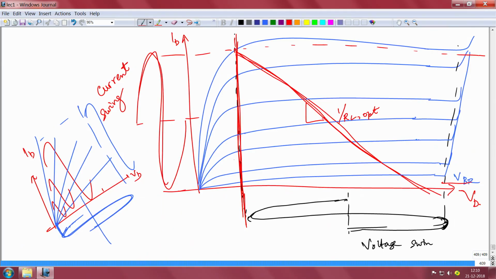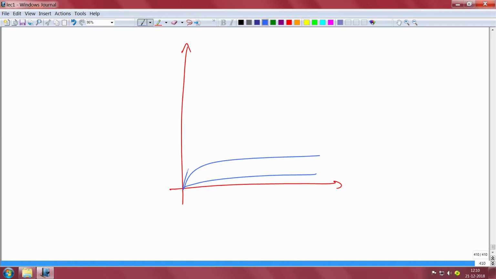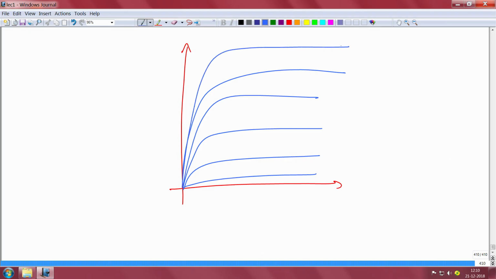So what I mean by that is, I will just draw a small schematic here. Suppose this is your IV, the ID-VD characteristics, and this is breaking down here.